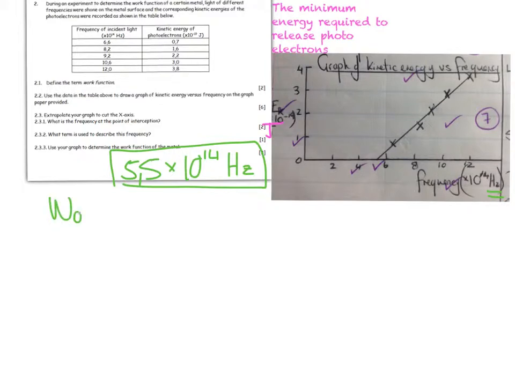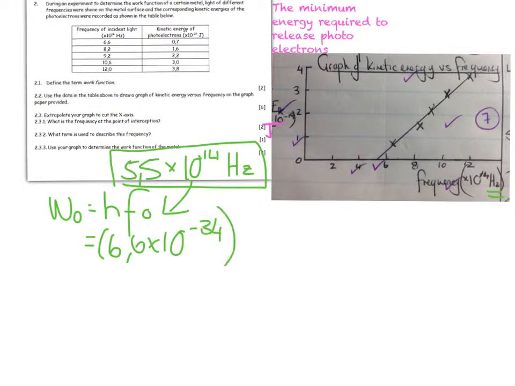Well, you know work function is equal to h times the threshold frequency. You've got the threshold frequency. You know what h is. It's 6,6 times 10 to the negative 34. And times the threshold frequency, you land up with 3,63 times 10 to the negative 19. Again, don't forget your unit, joules.